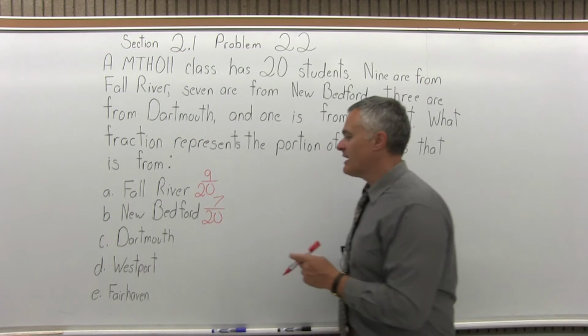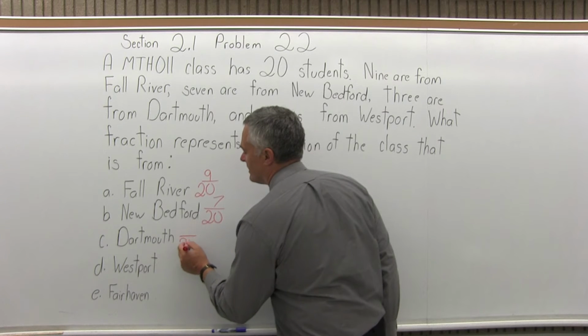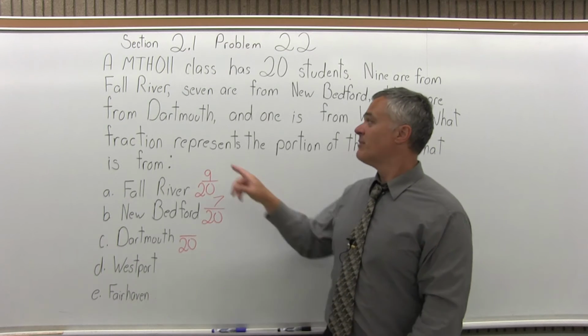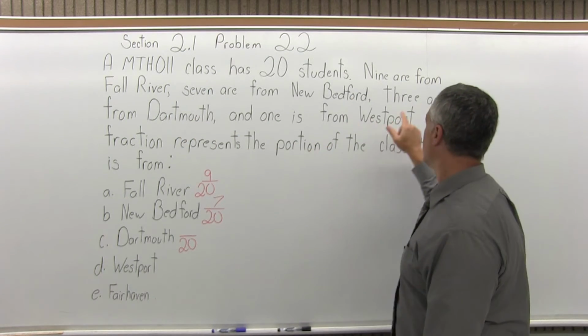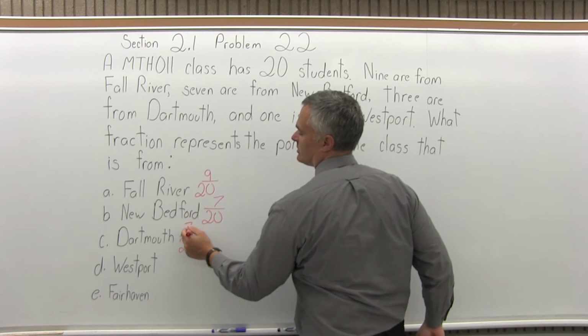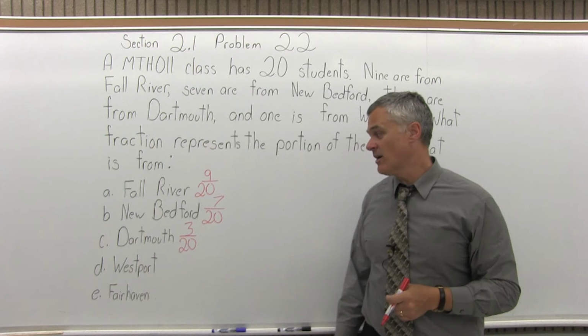And then Dartmouth after that. So the denominator is 20 because, again, there are 20 students in the class altogether. Now the numerator will be how many of those 20 come from Dartmouth. And as I look back at the question, 3 of the students are from Dartmouth. So the numerator is 3. So 3/20ths of the class is from Dartmouth.